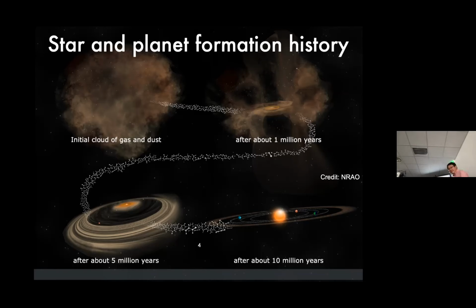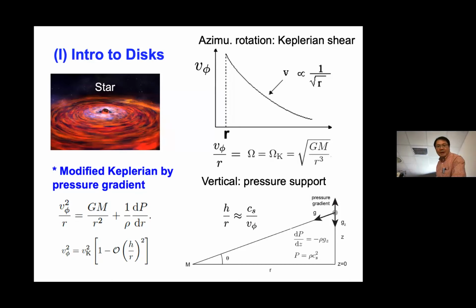So if you approximate a central star and the surrounding gas and dust into a kind of 1D looking structure, you have as a function of radius the Keplerian rotation profile, which goes like 1/r to the half.